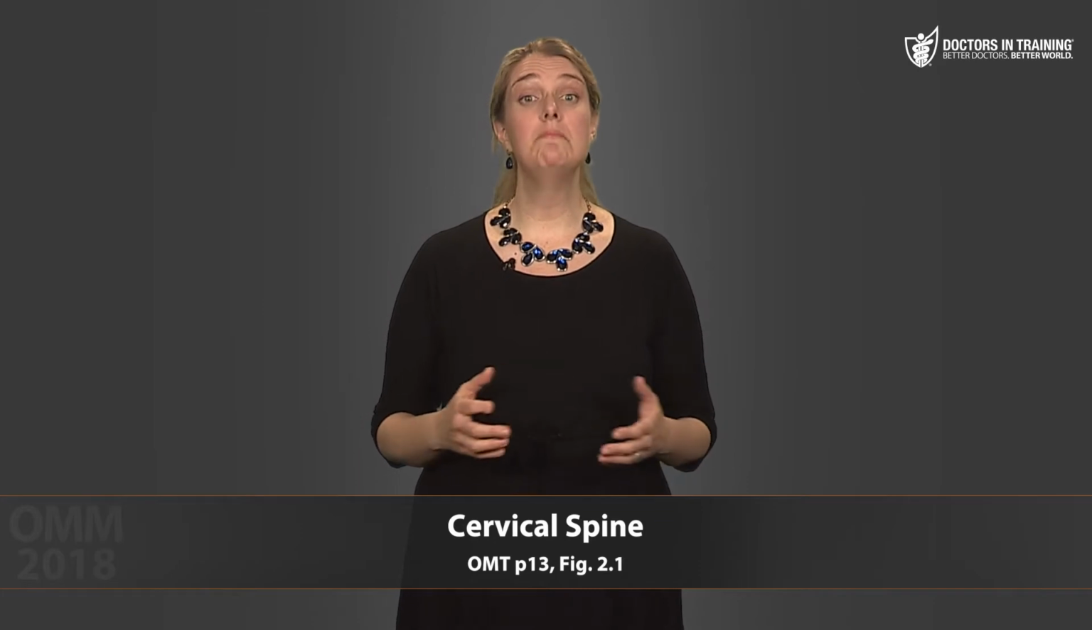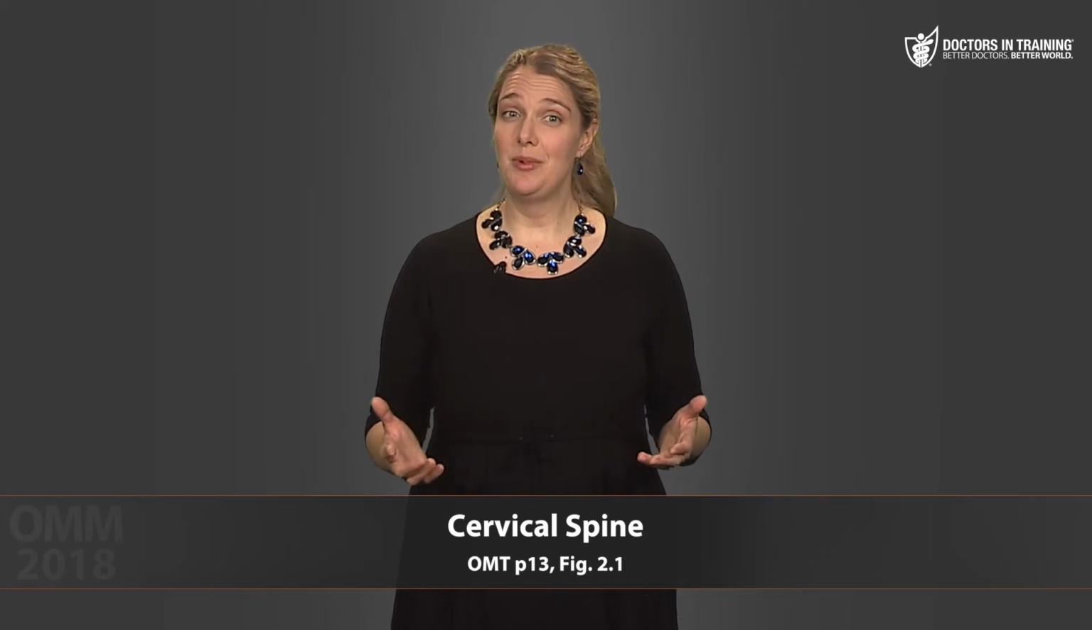C7 actually has the most prominent spinous process in adults. But you already knew that because it's the vertebral prominence that you use as a landmark when palpating the cervical spine. Also, C7 typically does not have a foramen in its transverse processes for the vertebral artery.